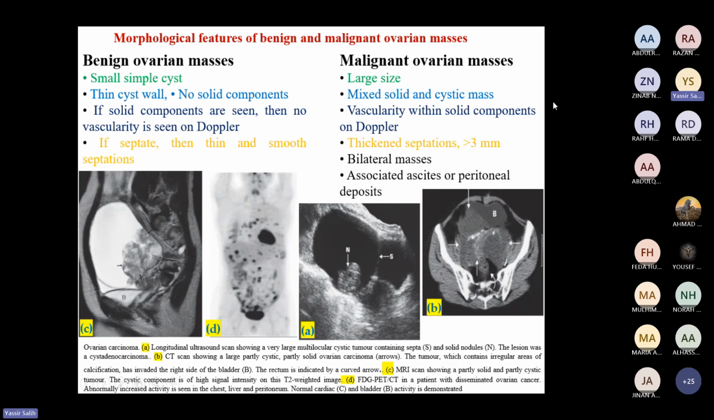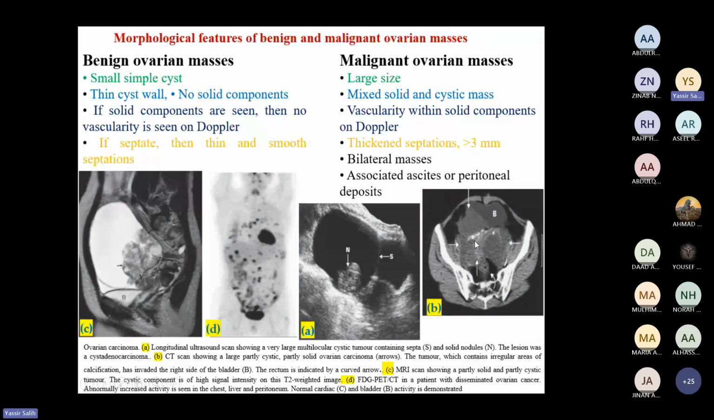What is this examination? CT scan. What do you see? Invasion of the tumor to the bladder. Ovarian carcinoma maybe. What do you see? First, you have to describe the lesion. A mixed lesion, a tumor. Mixed meaning what? Solid and cystic.